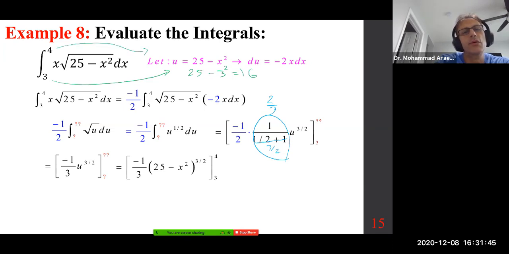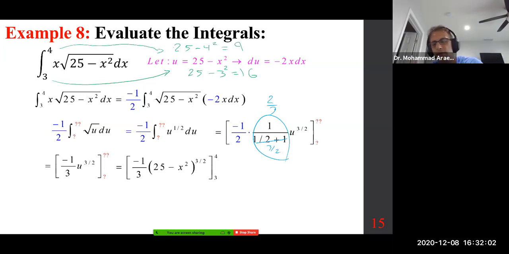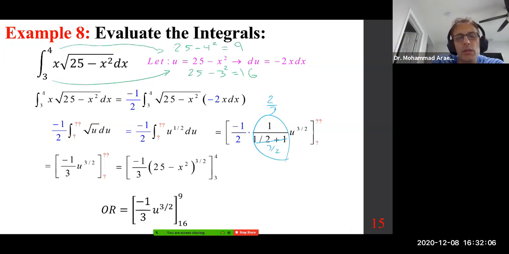Plug in 4. You get 25 minus 4 squared, which is 16. 25 minus 16 gives us 9. So here's the new limits. Lower limit of 16, everybody, and upper limit of 9.